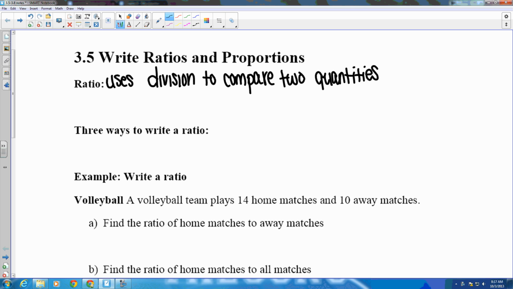First, there are three different ways to write a ratio. First one is just to write A to B with the word "to" in the middle. Second one is A to B with a colon in the middle. And the third one is A over B, which is also said as A to B, but that's the one that I like the best because it's showing the actual division that's being used.